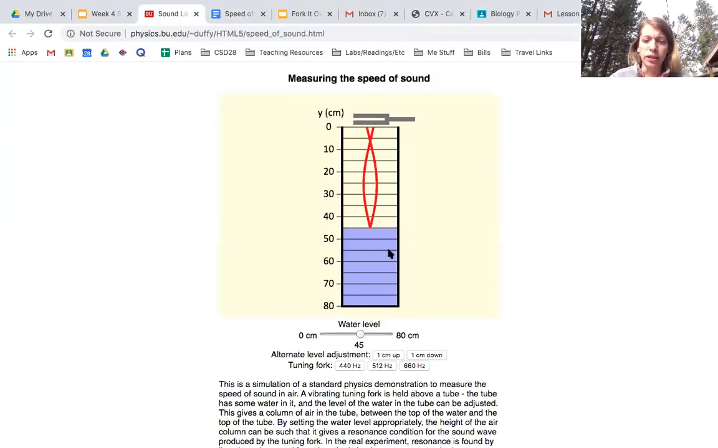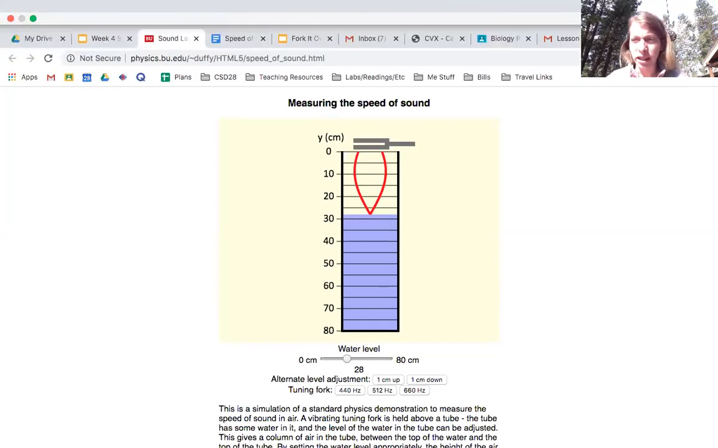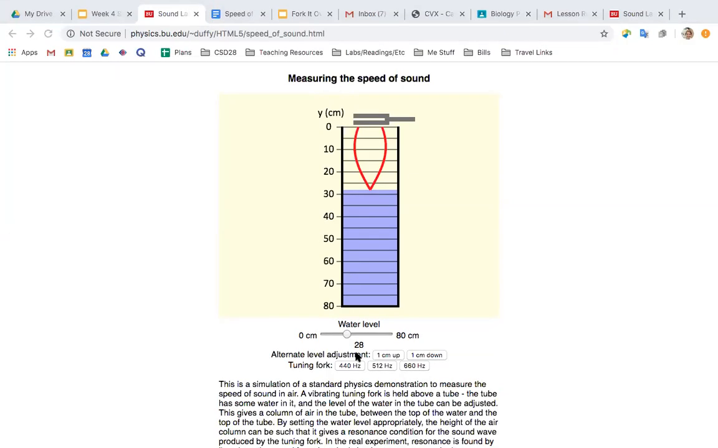Next thing I'm going to do is try to figure out what the length of the tube would be that would fit a fundamental standing wave. So I'm going to be changing this until I get it about like that. So that looks like it's about at an open antinode right here. And that would be what the fundamental standing wave would be for my sound wave.